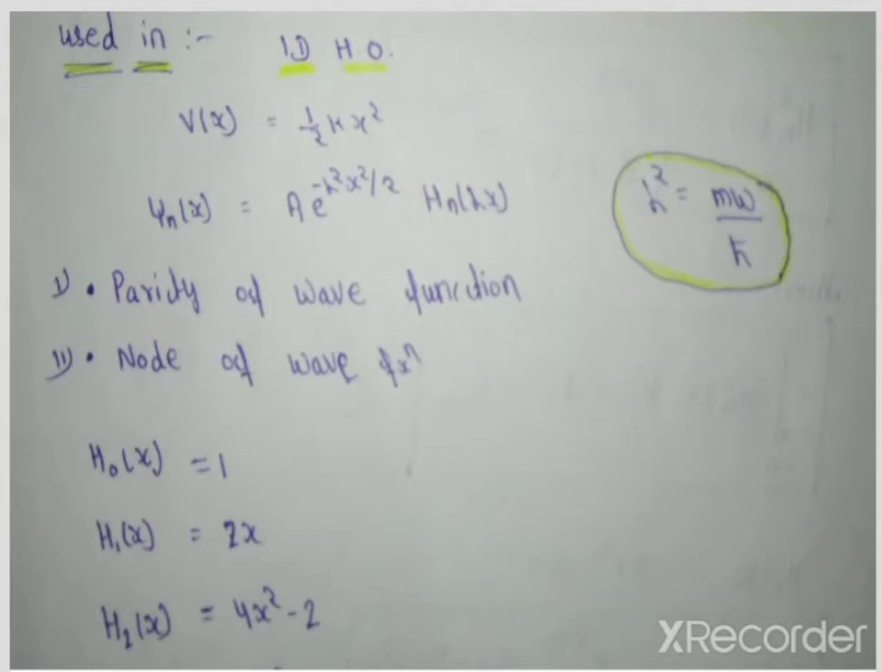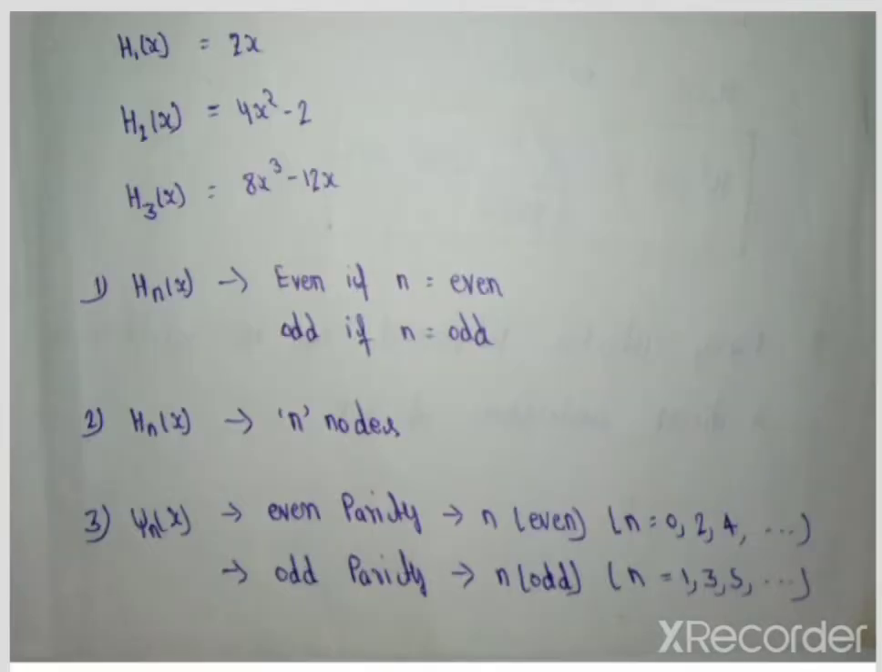Now the other results. When we use n equal to 3, the result is 8x³ minus 12x. For n equal to 2, 4x² minus 2. For n equal to 1, 2x. And for n equal to 0, H_n(x) is equal to 1.